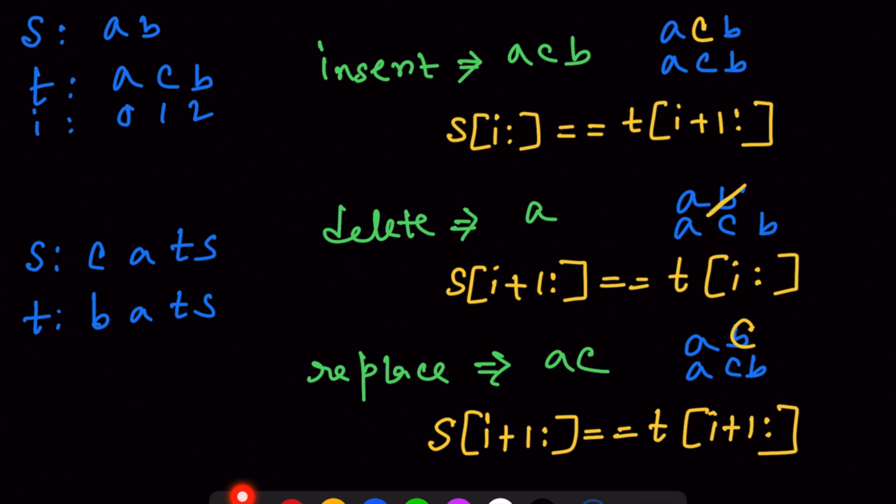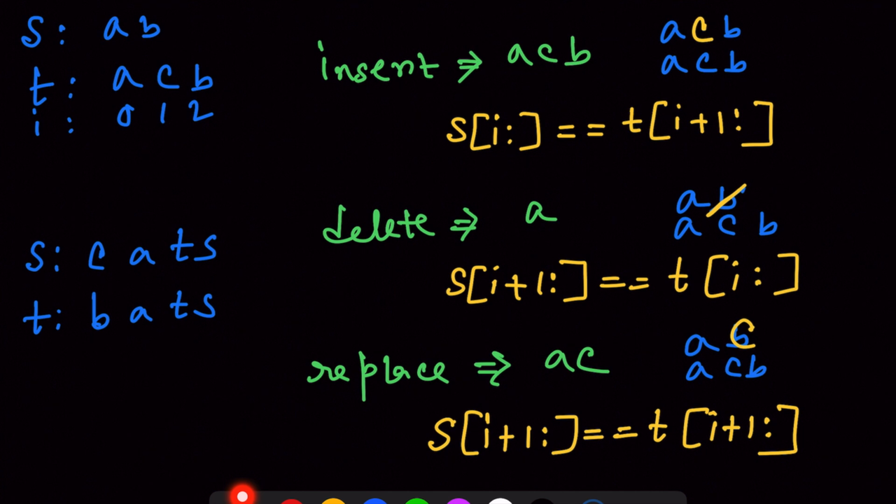So we have to check s from index i equals t from index i plus 1. If you want to delete a character, let's say here B and C are not matching, so you want to delete this B. That means you have to check s from i plus 1, the rest of s, and t from this character only, because these two are not matching. I am just deleting the character.